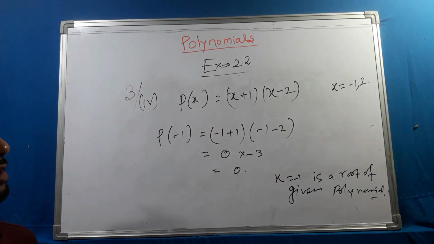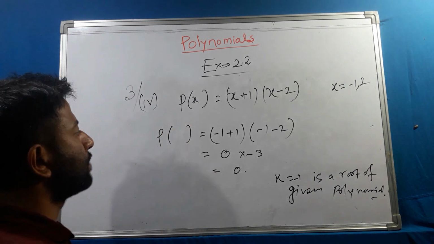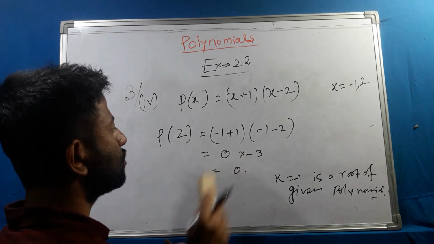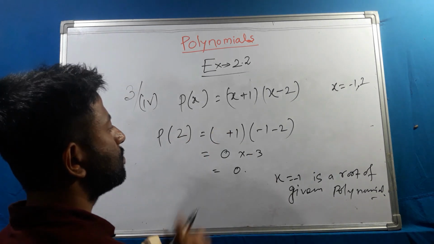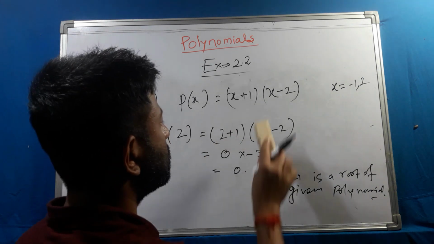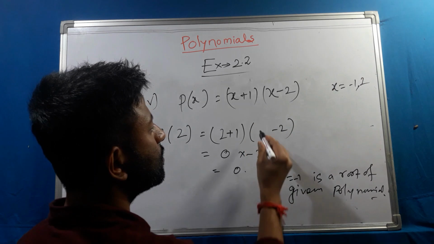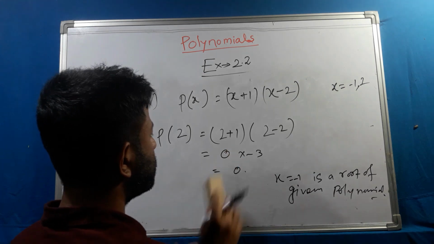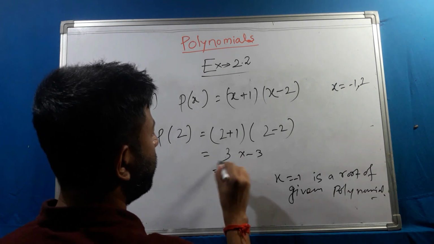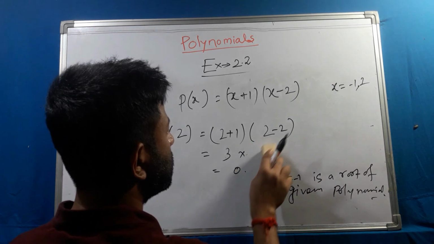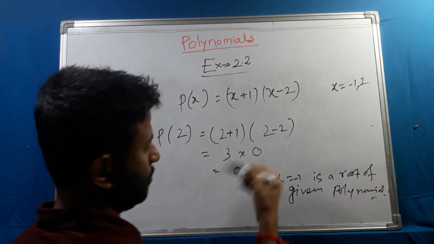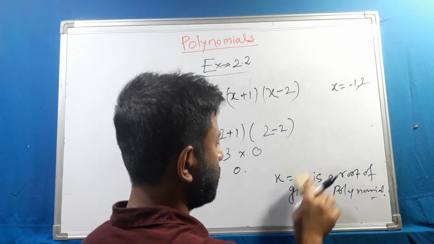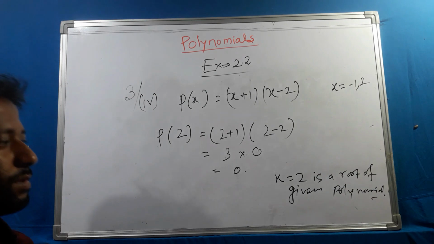In a similar way we have to check for x equal to 2. If we check for x equal to 2, then instead of minus 1 I will put 2, and here also it becomes 2. If it becomes 2, this term becomes 0. Instead of this one, this will be 3, and this term will be 0. So I can write that 2 is a root of the given polynomial.